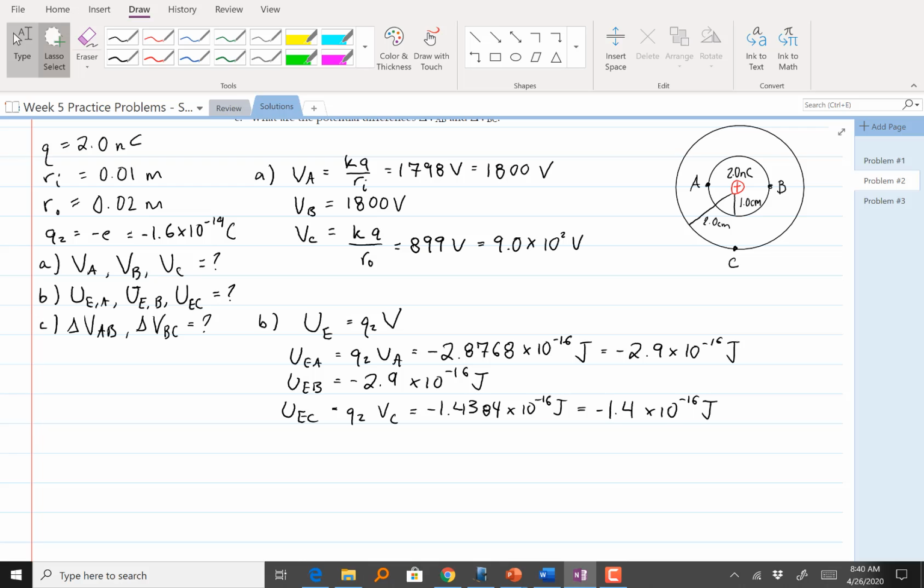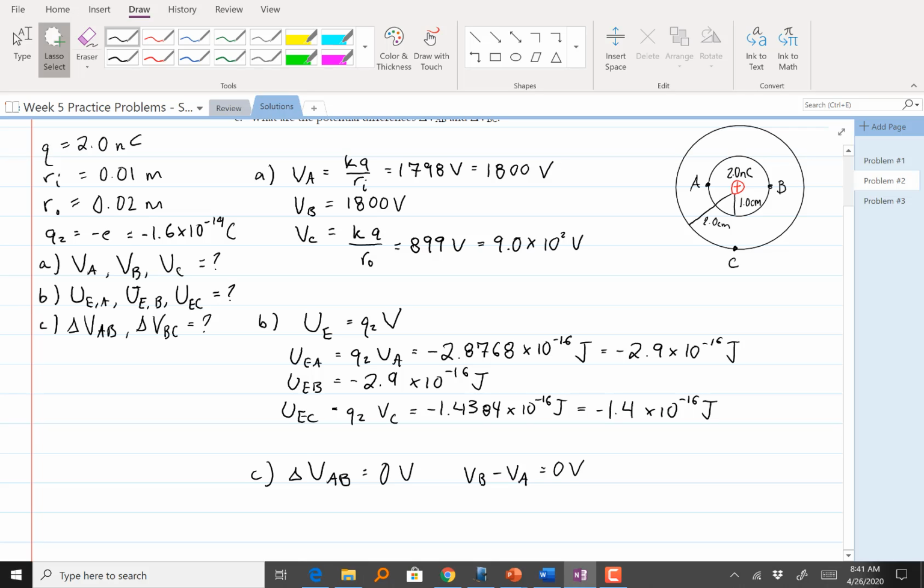Now for the first one though, looking at the change in voltage between A and B, well, A and B are both on the same equipotential line, which by definition means that they are at the same potential. So if I'm looking for the change in the voltage between points A and B, we can say right off the bat that that has to be 0, right? Or I can do the calculation, which is going to be the voltage at B minus the voltage at A, final minus initial. And so I'm going to do the 1800 minus 1800, which is going to give me 0.